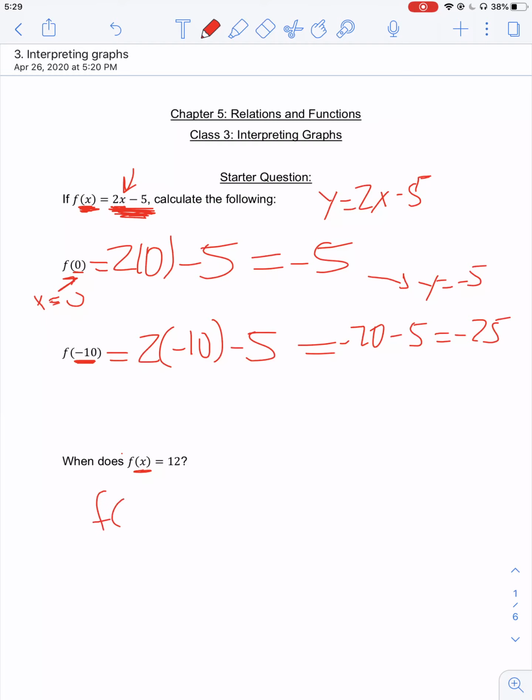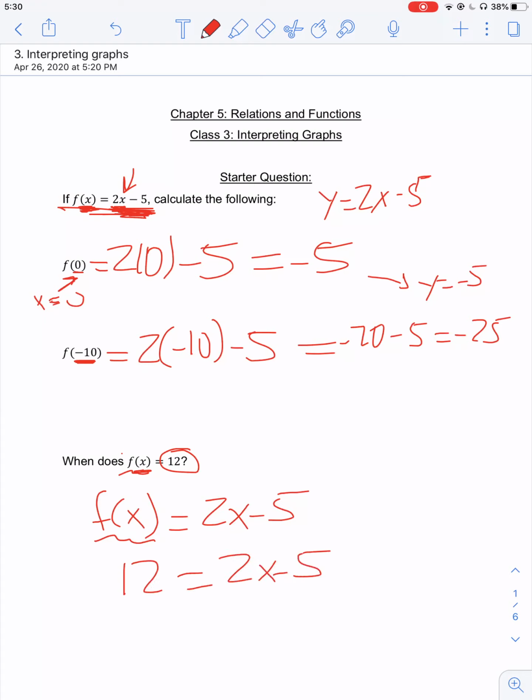So remember f of x, right up here, is equal to 2x minus 5. So I'm going to have to replace this guy, f of x, by 12. So I'm going to replace this by 12 and then just solve for x.